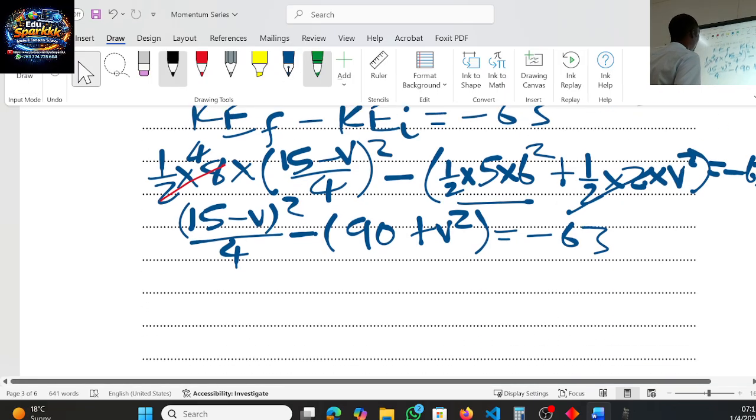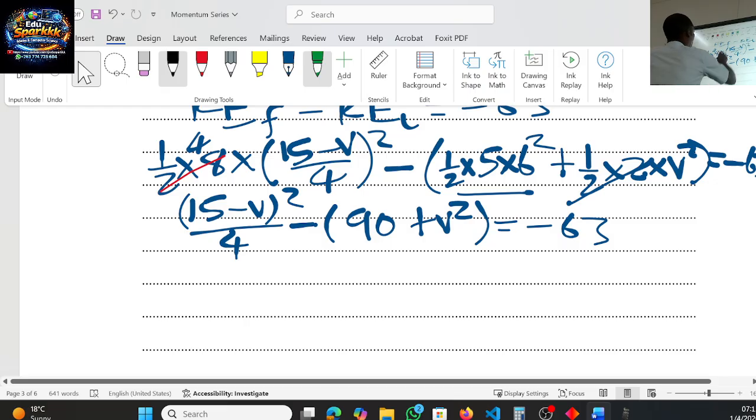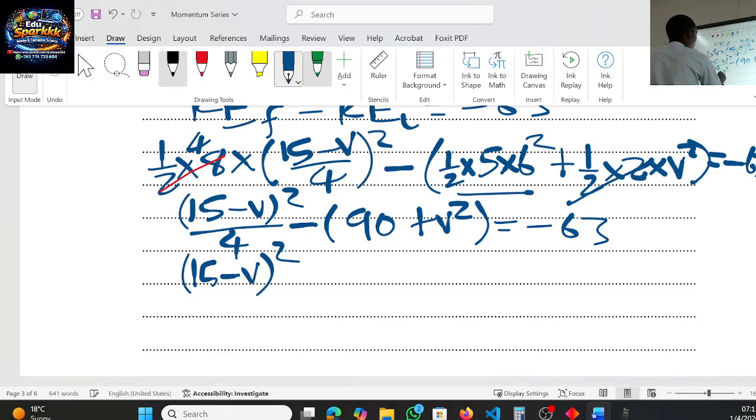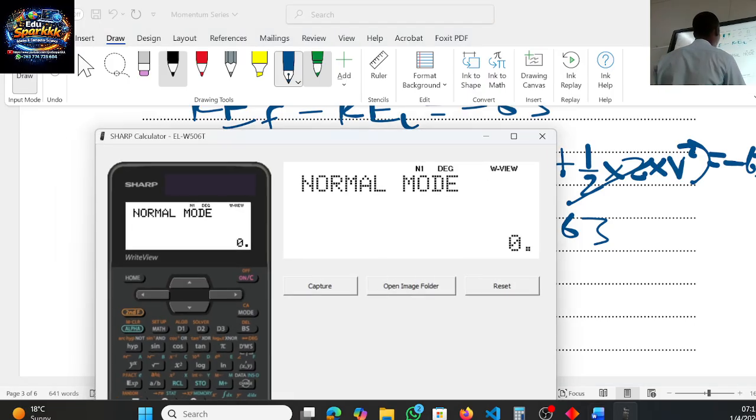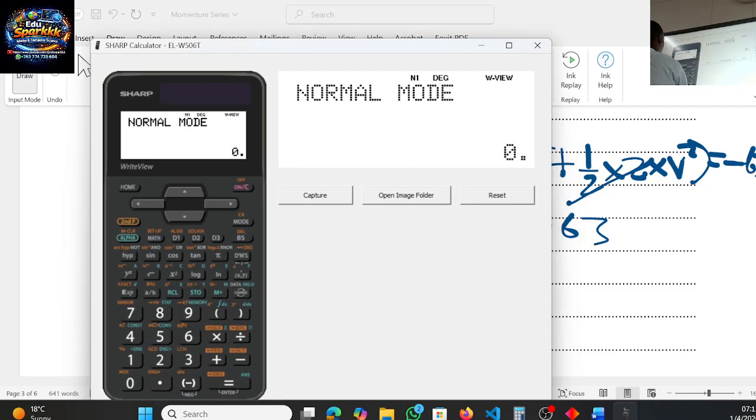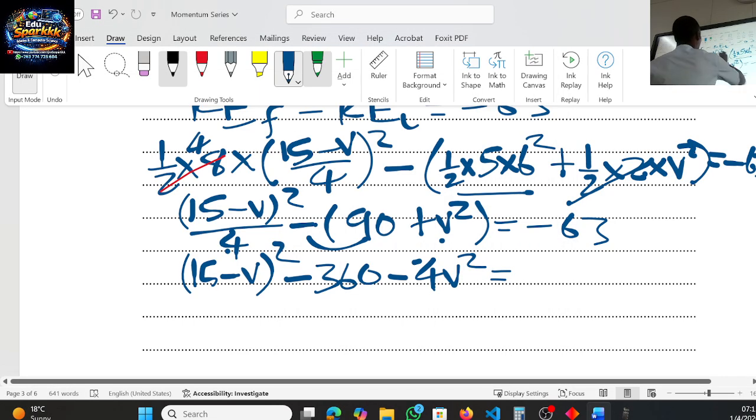And still moving with the calculation, we'll end up having just this binomial expansion. And when we multiply throughout by 4, so we open the brackets here, it is minus 90 times 4, that's minus 360. Then when we do the same there, we get minus 4v squared equal to, let me bring my calculator for 63 times 4. So 63 times 4 gives me 252. So this will be minus 252.